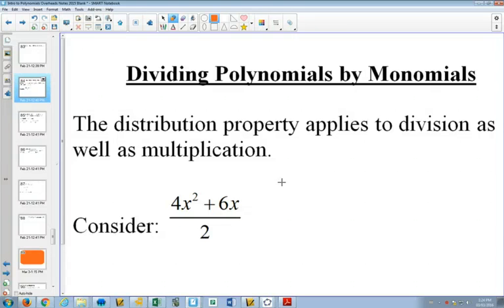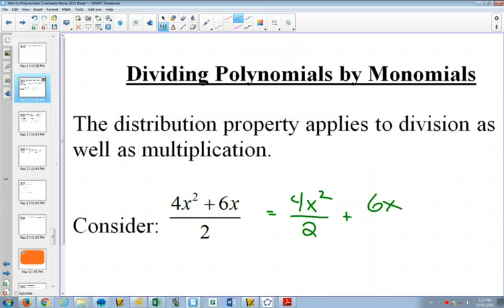So we're going to be dividing polynomials by monomials, and it is based on the same kind of distributive property that we did for multiplication, we can do for division as well. It's going to mean that when we divide by 2 here, the 4x squared is going to get divided by 2, and the 6x is going to get divided by 2. So just like we had arrows, this 2 gets distributed to both of those. And then we have to simplify.